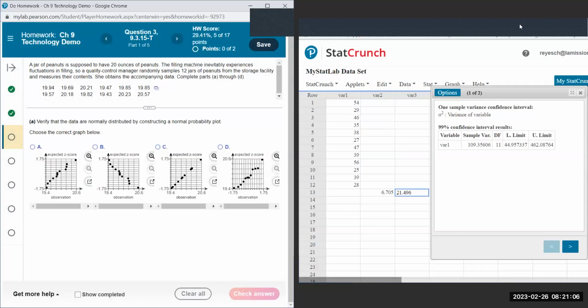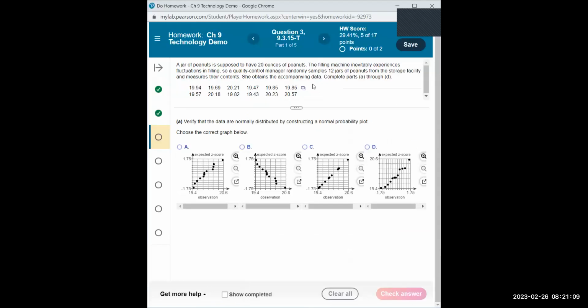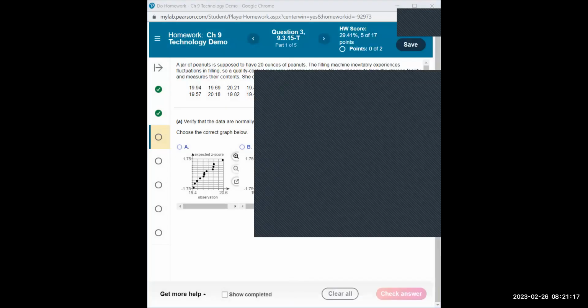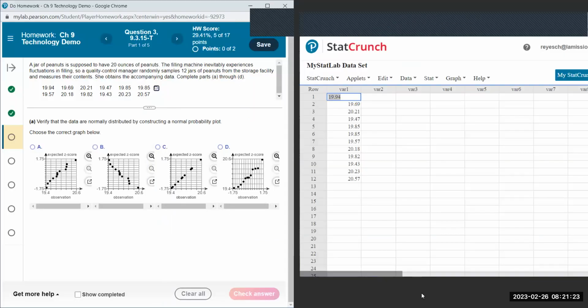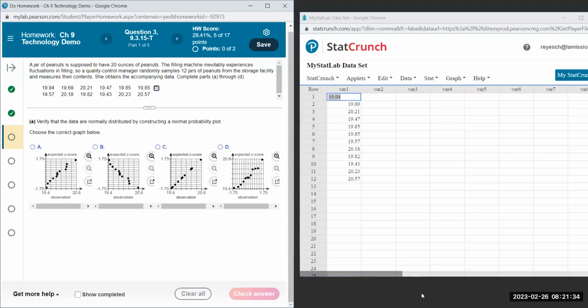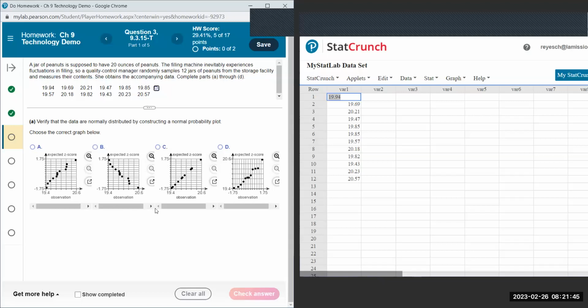Okay, it's a new data set, so let me close this one. Let's open this up in StatCrunch. A jar of peanuts is supposed to have 20 ounces of peanuts. The filling machine inevitably experiences fluctuations in filling. So a quality control manager randomly selects 12 jars of peanuts from the storage facility and measures their contents. Okay. Verify that the data is normally distributed by constructing a normal probability plot.